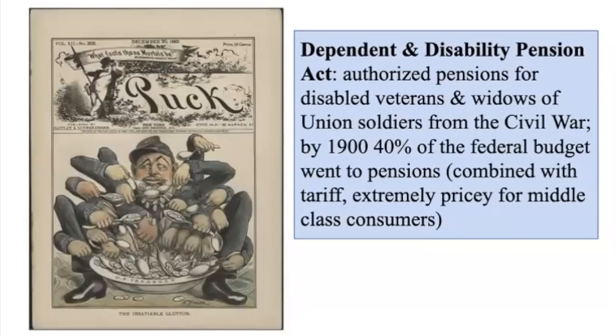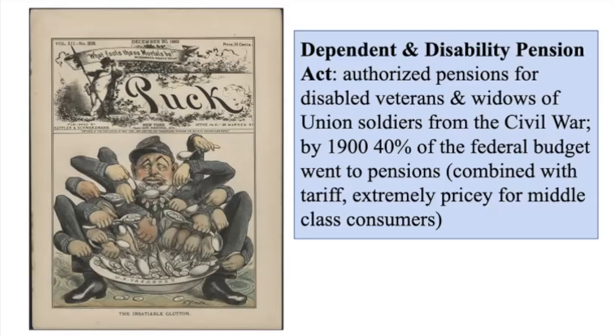The Republicans tried three somewhat ham-handed and insincere efforts to win over parts of the American electorate. So they were aiming for individual parts of the electorate rather than having a cohesive strategy that hung together well. The first of these was the Dependent and Disability Pension Act. This authorized pensions for disabled veterans and widows of Union soldiers from the Civil War. By 1900, 40% of the federal budget went to pensions.